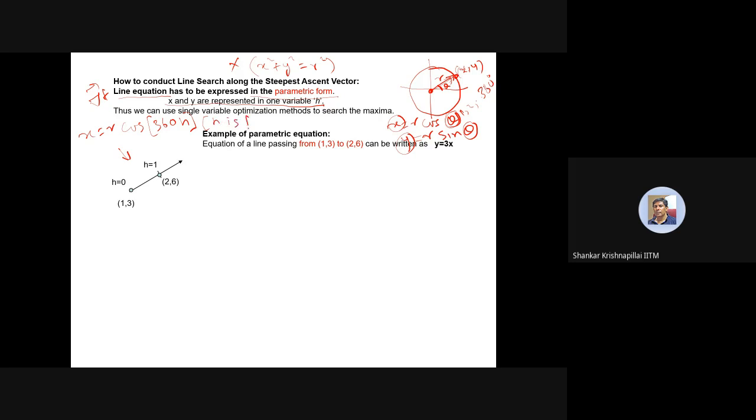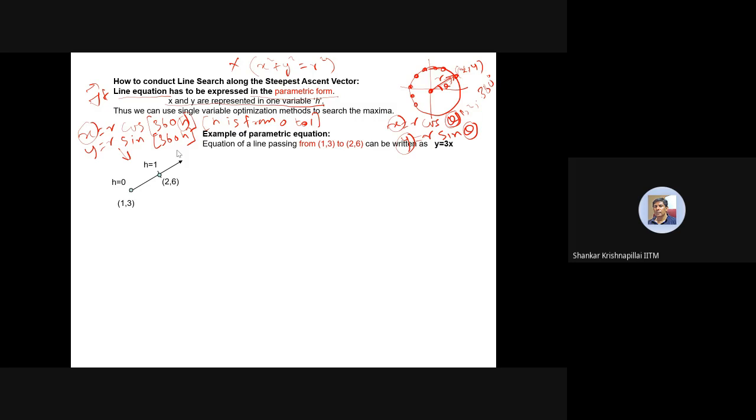H is from 0 to 1. Okay, so this is the parametric form of the circle equation. If you give various values of h from 0 to 1, you can get all the points of x along the circumference of the circle. And same for y: y is equal to r sine 360 into h. Okay, so this is the example with the circle.